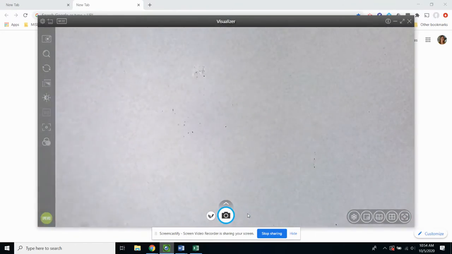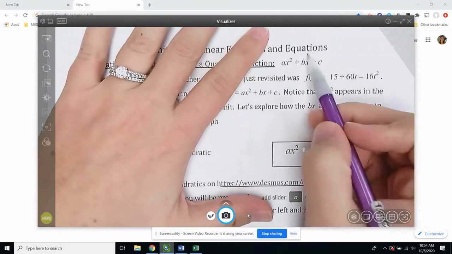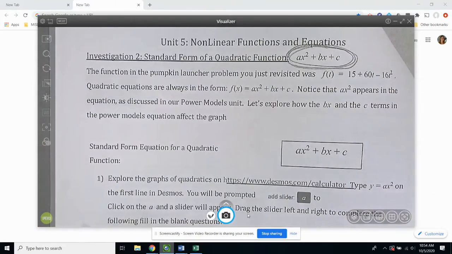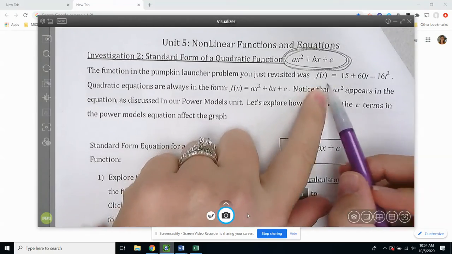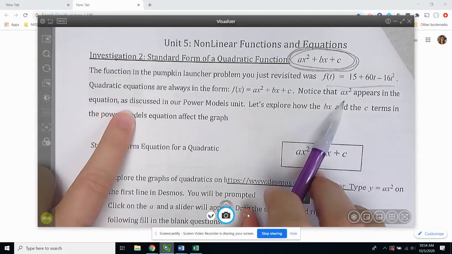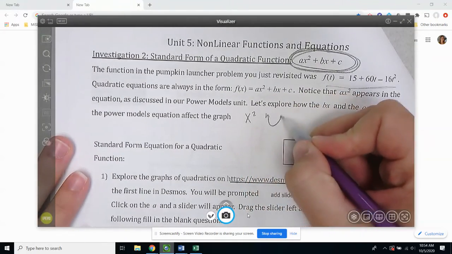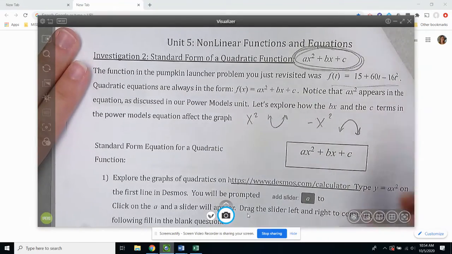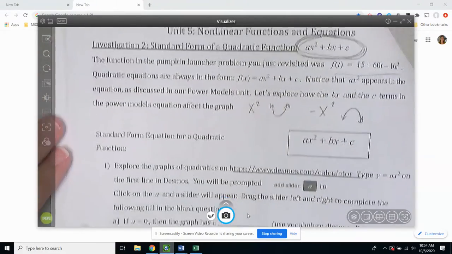All right, page 2. All right, this one says standard form of a quadratic function is this. And we actually just wrote that on our vocab sheet the other day. So the function in the pumpkin launcher problem you just revisited was f of t equals this. Quadratic equations are always in this form. Notice that ax squared appears in the equation as discussed in our power model units. So power model units was when if you had x squared, you had a parabola like this. If you had negative x squared, you had a parabola that looks like this. So we are going to look at how this a, this b, and this c affect your graph.